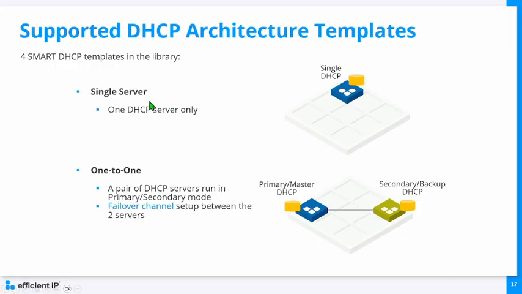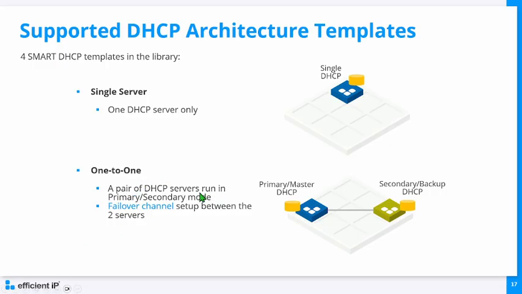In the future, if you want to expand, if you want to scale, you can change the single smart architecture to another architecture on the fly. So you can change it in the future if you intend to scale with more DHCP servers. The concept is just like DNS.